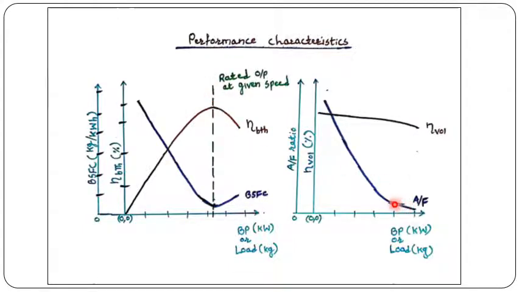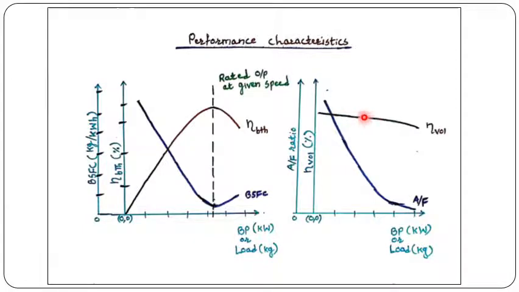At rated output, generally the air fuel ratio is slightly greater than stoichiometric air fuel ratio, and we get maximum economy, and beyond this point the air fuel ratio or the mixture becomes rich, air fuel ratio reduces, and the economy also reduces. So brake thermal efficiency reduces and brake specific fuel consumption increases.